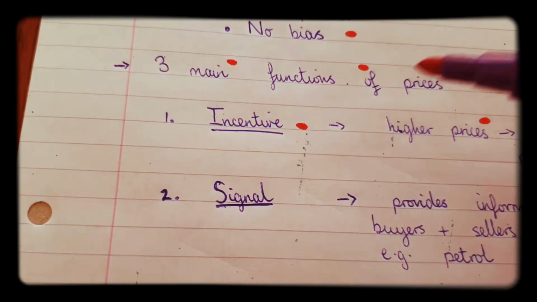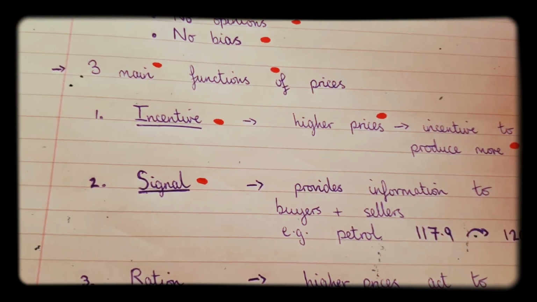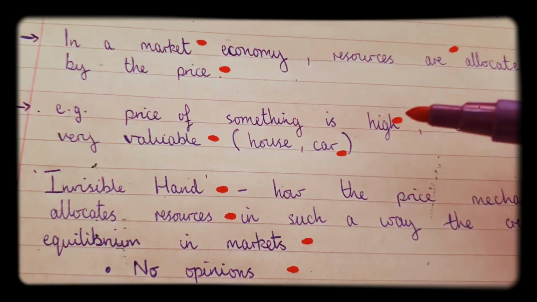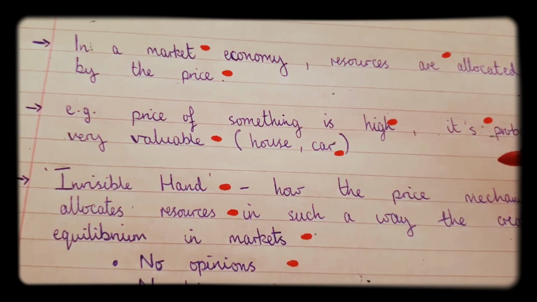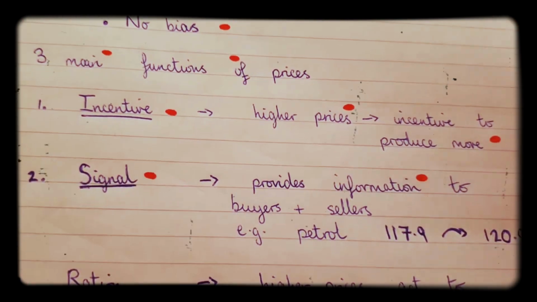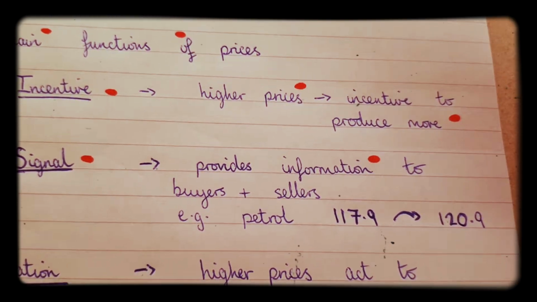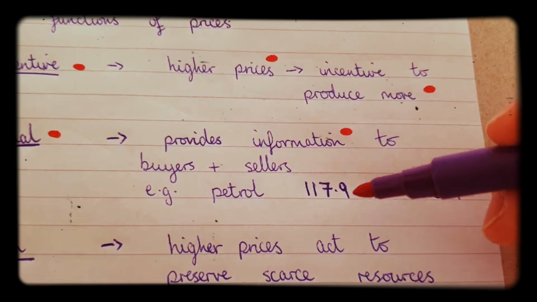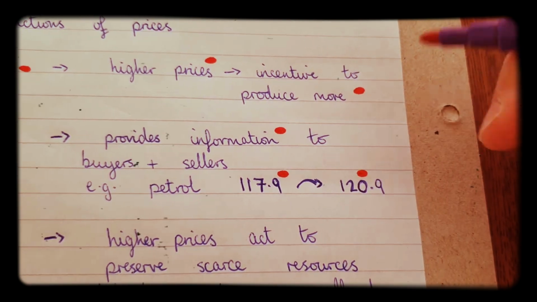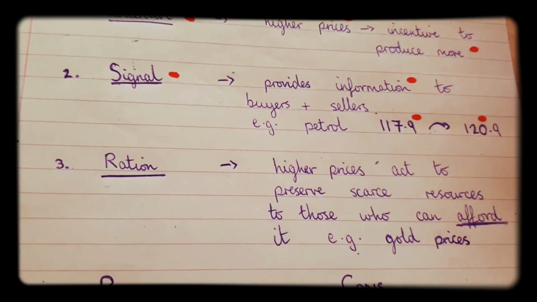The second function of the price mechanism is the signaling function. This is where prices provide us information. I mentioned that above, where I said a house is expensive, a car is expensive. Straight away, the information we've got is that it's probably something very valuable. The signaling function is exactly the same. For example, you might be driving your car one day, and petrol is 117.9, and then tomorrow it's 120.9. Straight away you're thinking something, as information has been provided to you.